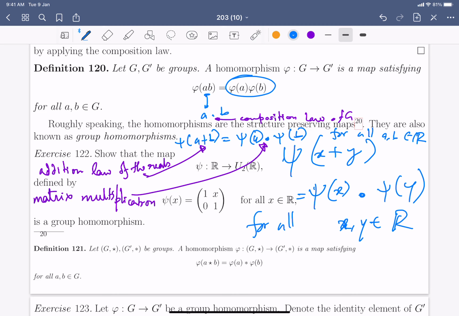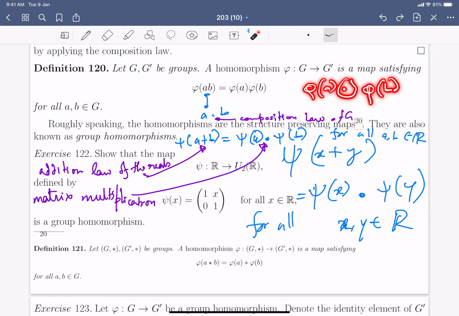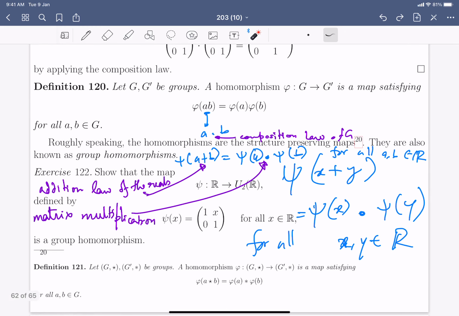And here when you have phi A times phi B, it means that you are having phi A times phi B in mind, where this dot is a composition law of the group G prime. You may note that there is one dot here and one dot here. It may lead to some confusion, so let me elaborate. Let me use certain symbols to denote the composition law of these two groups.